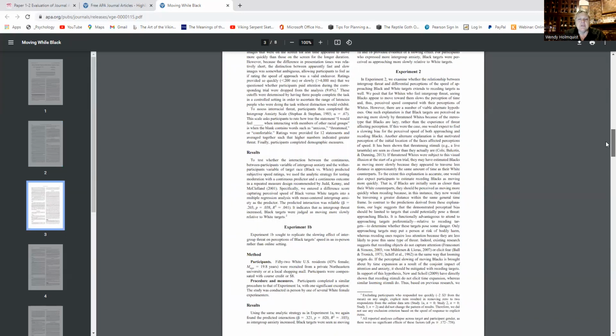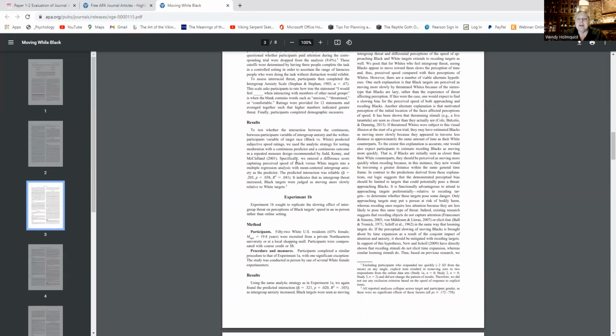Results section is full of statistics. So you're not really going to get what they found out of the results section. It's just going to be too complicated and too full of statistics. Even though I've taken a lot of statistics classes, if I'm not familiar, at least to some degree, about what they're doing, I may have a little bit of difficulty with that. So here's the method. Method section has your participants, where it's going to tell you 52 white US residents, 43% female, median age 19.8 years. So that's the kind of information you get. And then you have your results section.